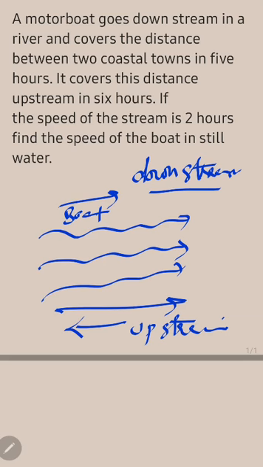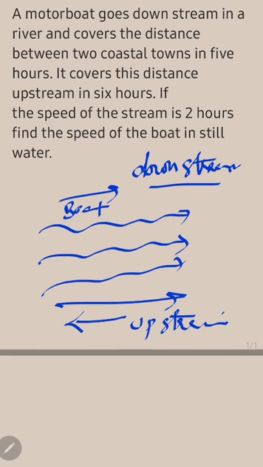Then we'll go to the problem. Now we have to solve it. In this problem we are going to find the speed of the boat in still water. That means only the speed of the boat is needed. What is the speed of the boat? We are going to find that, and it will be x kilometers per hour. If we find this x, we can solve the problem.